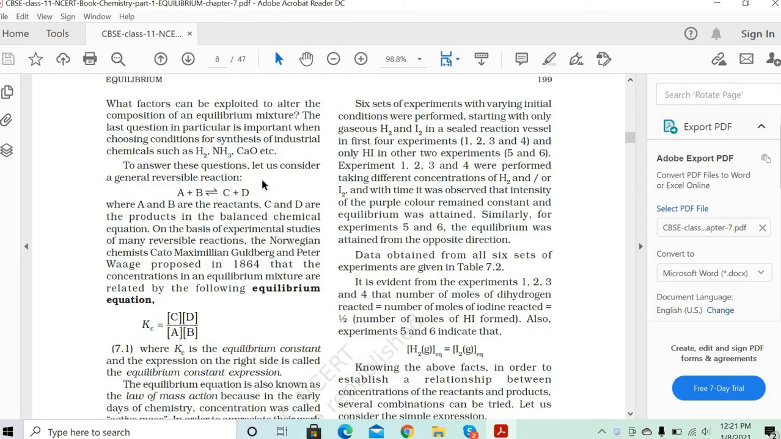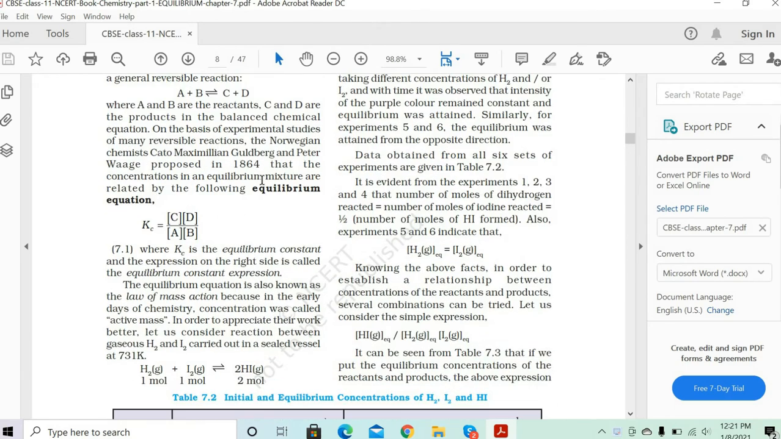Okay, you wrote the equilibrium constant is equal to the concentration of C into the concentration of D, divided by the concentration of A into the concentration of B. Clear this part? Okay. So what does it mean here?